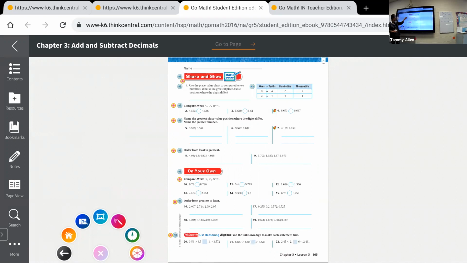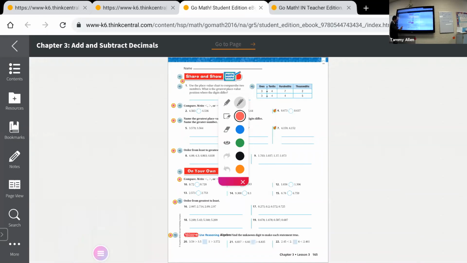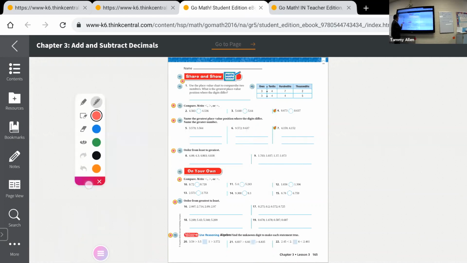These directions would just say name the greatest place value position where the digits differ. That's no more than the question I've been asking all year. At what point did we know there was a difference? So we take a look at number 5. At what point do we notice there's a difference? Jonathan? At least, in the hundredths.